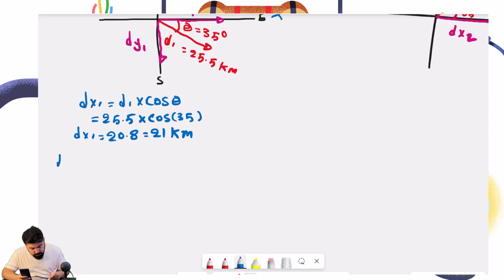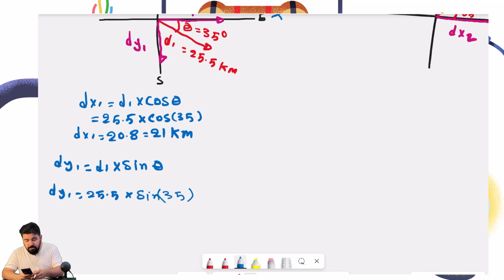Let's find dy1. So dy1 is going to be d1 multiplied by sine theta. Now, I know you are smart. You know why I used sine theta? Why I didn't use the cosine? So dy1 is equal to 25.5 times sine of 35. Okay, now let's calculate that. You have 25.5 multiplied by sine 35.